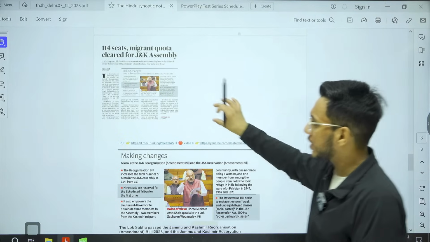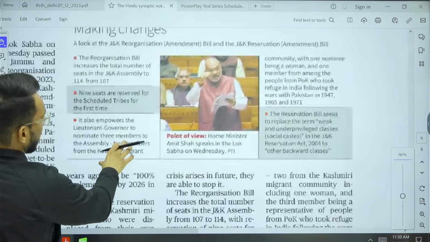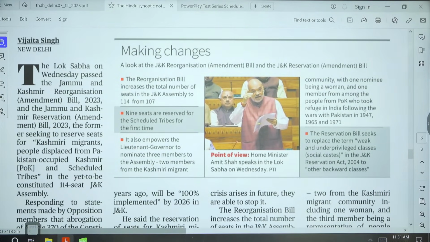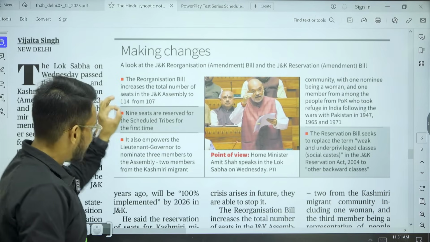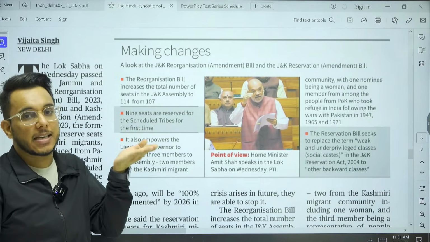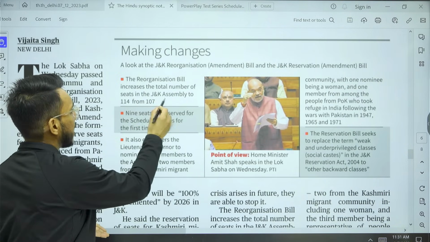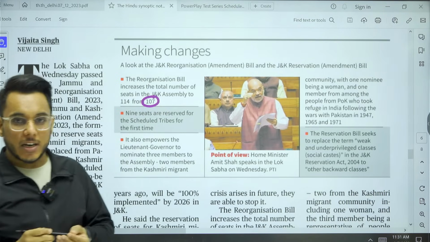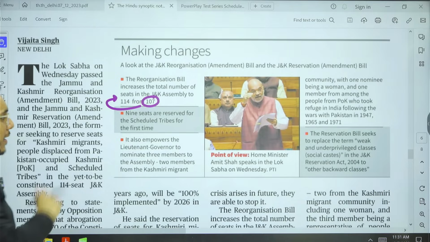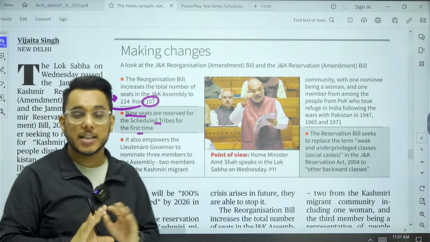For that, guys, an excellent explanation is given in this explainer infographic. So number one, what has been done? The Jammu and Kashmir Reorganization Bill has increased the number of seats in Jammu and Kashmir. The Jammu and Kashmir Assembly earlier had 107 seats, and these 107 seats have been increased to 114. Then 9 seats are reserved for scheduled tribes for the first time. Before that, no seats were reserved for scheduled tribes.